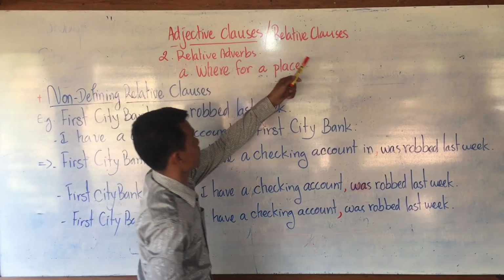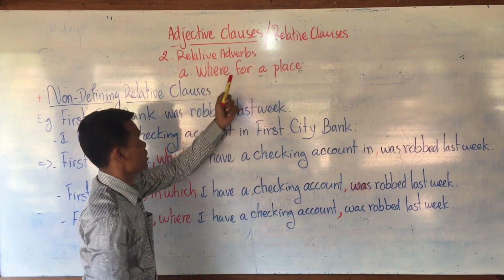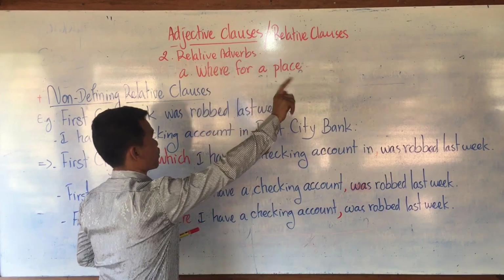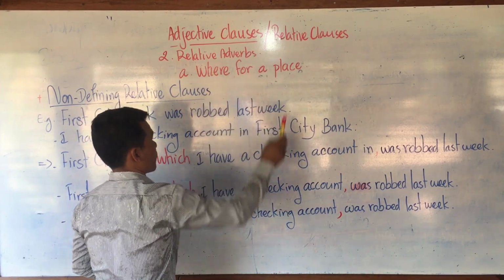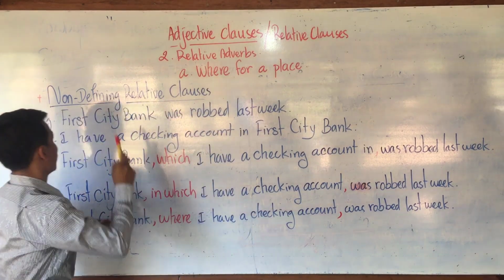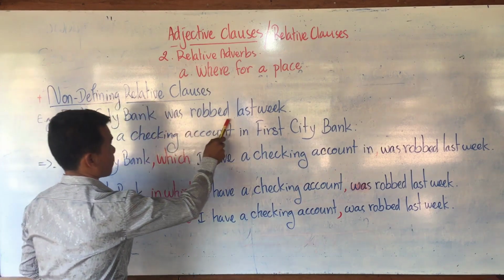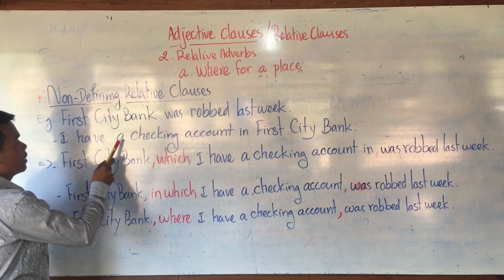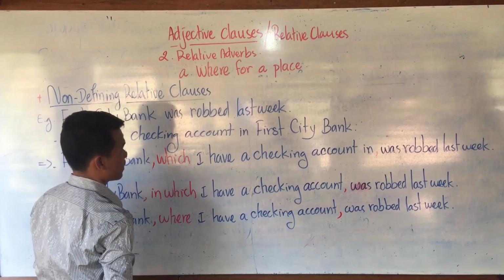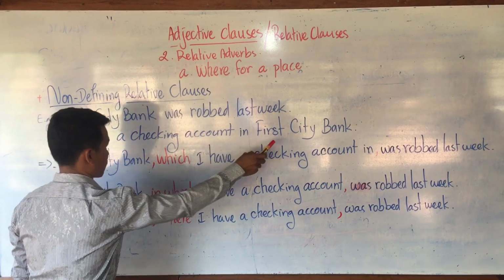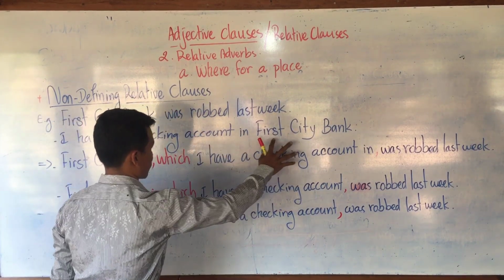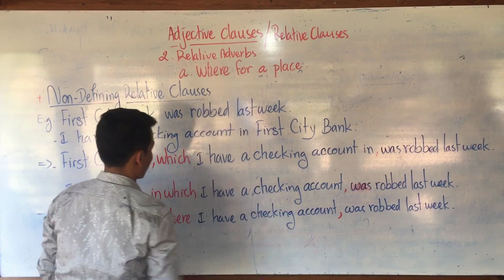Adjective clauses, relative clauses, relative adverbs, or some books call them relative pronouns as well. Where for a place is used here in non-defining relative clauses. First Citibank was robbed last week. I have a checking account in First Citibank. So First Citibank and First Citibank, the second sentence's First Citibank is the object of preposition.